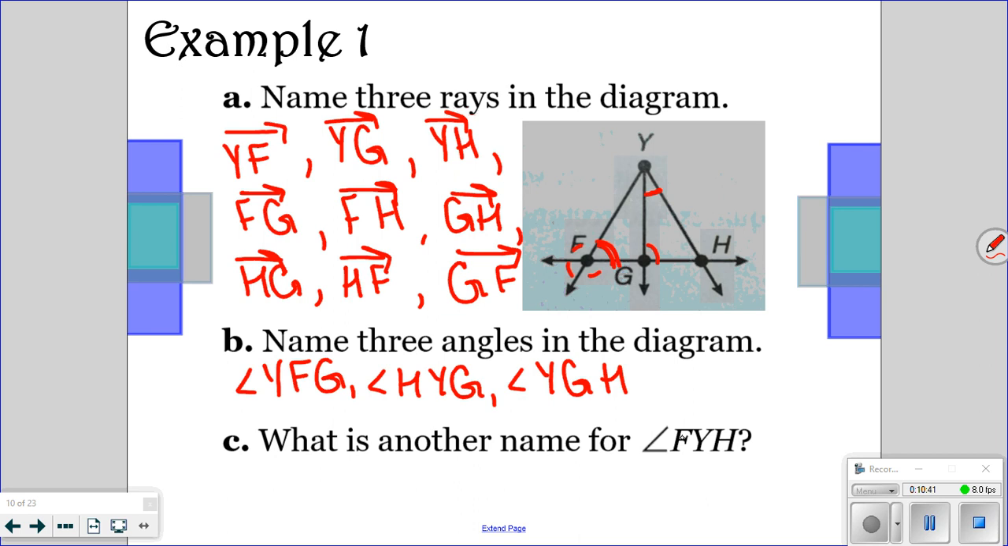Okay, what is another name for FYH? Well, the easiest thing to do for an angle is to make it HYF. And so that would be just switching the 2 on the outside. The Y has to stay in the middle because it's the vertex. So this is what the angle symbol looks like in actuality. Y'all may have seen that before. It looks a little bit different than what I write out by hand sometimes. Hopefully those help you for that example.